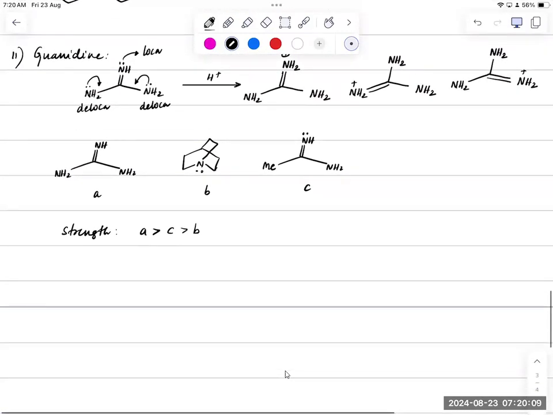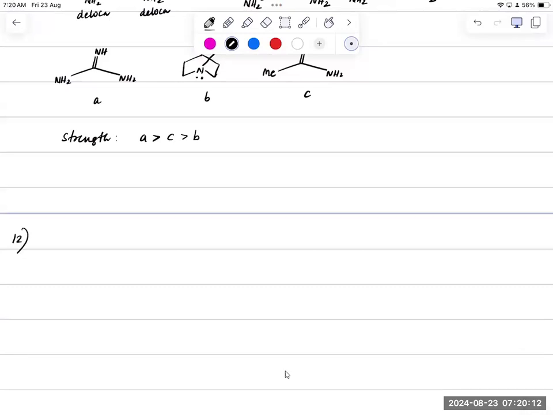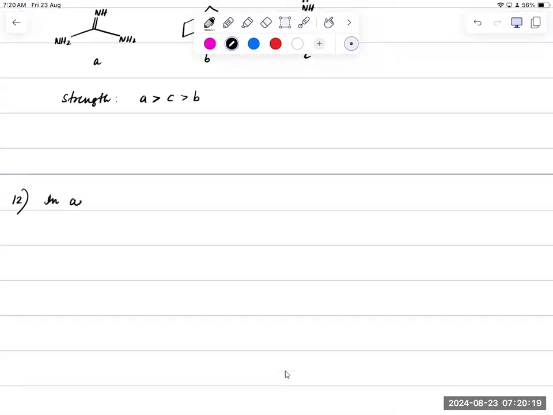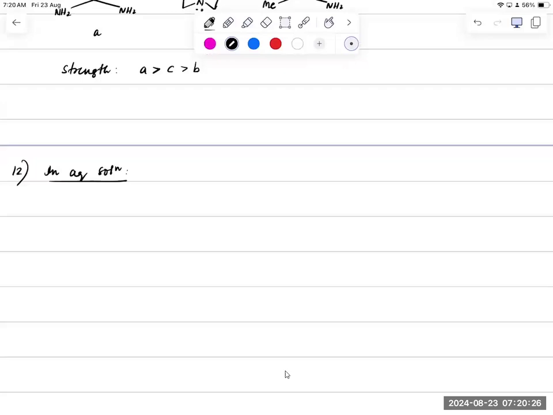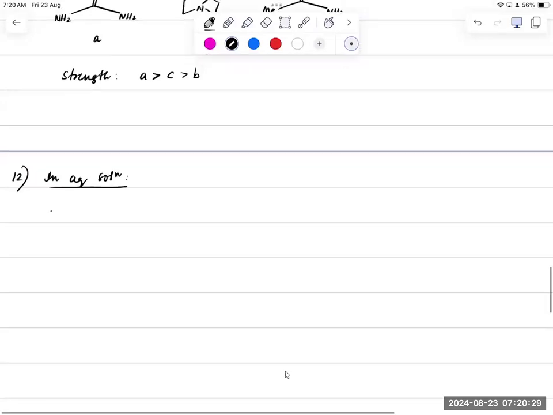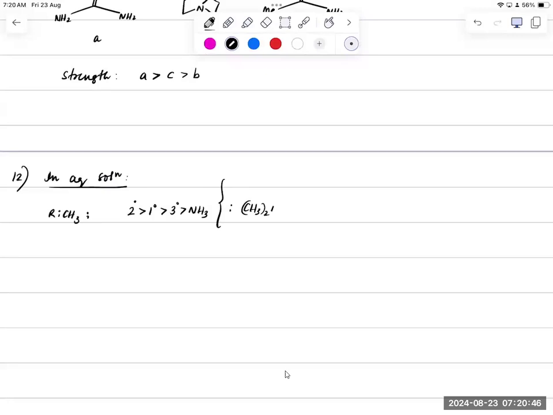Right. Next, basic medium, when it comes to aqueous solution. It all depends upon which particular group we are talking about. In aqueous solution, when R is a methyl group, the order is 2 degree greater than 1 degree greater than 3 degree greater than ammonia. What I meant to say is that (CH3)2NH is greater than CH3NH2, which is greater than (CH3)3N, greater than ammonia.